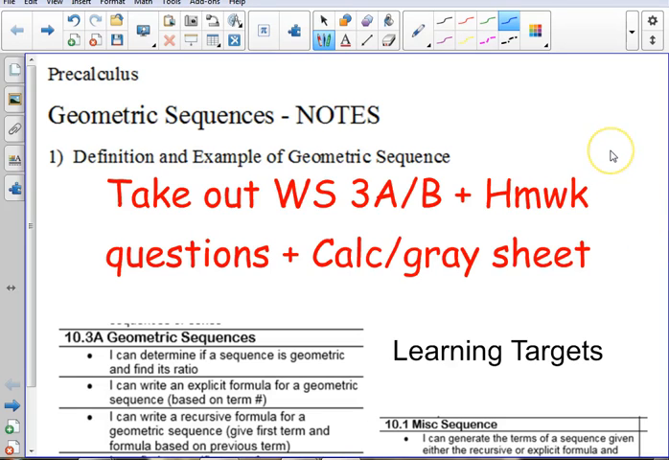Okay, so today's lesson is identical to yesterday's, but the sequences we're going to go over are all geometric. That means they grow exponentially. That means we're multiplying by something. So they either grow or decay by multiplying by something.